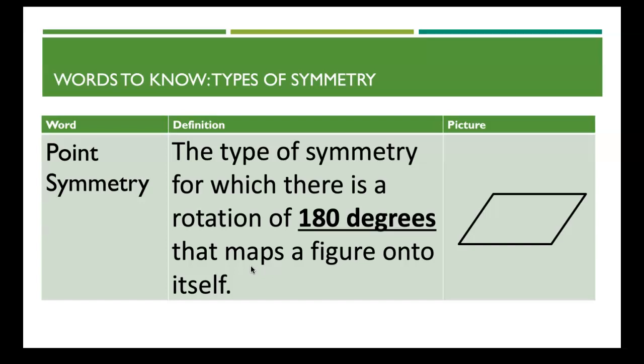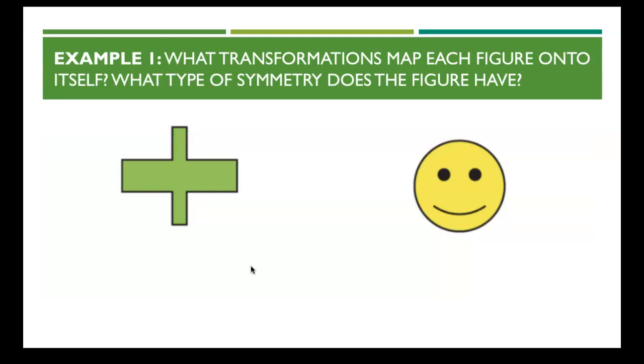So we're going to work our way through these problems right here. And you can see on your guided notes, we have a bunch of examples on the next 2 pages for us to talk about different types of symmetry. So let's do it. Example 1: what transformations map each figure onto itself? What type of symmetry does each figure have?